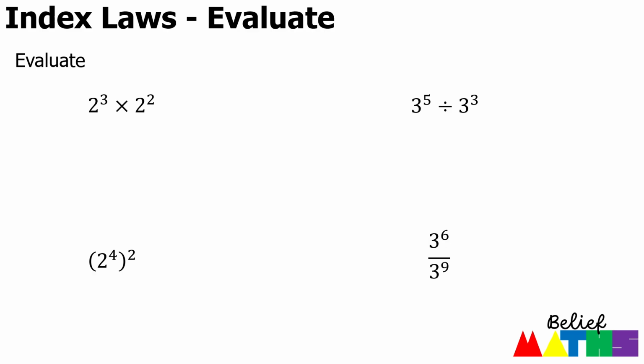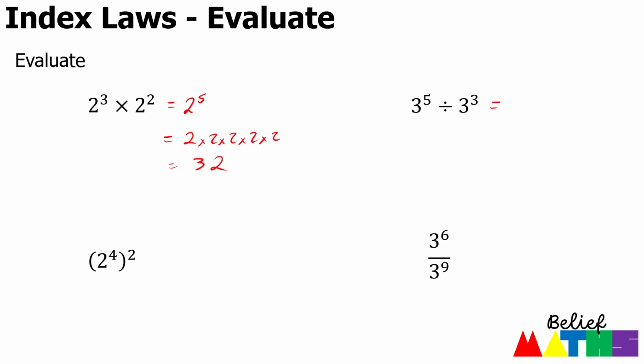Now, the other version you could be asked is to evaluate using laws of indices, or to work out. Now the difference here is that you can't just leave your answer as 2 to the power 5. You actually need to work out what 2 to the power 5 is. So that's 2 times 2 times 2 times 2 times 2. So 2 times 2 is 4, 8, 16, 32. So that's 32.